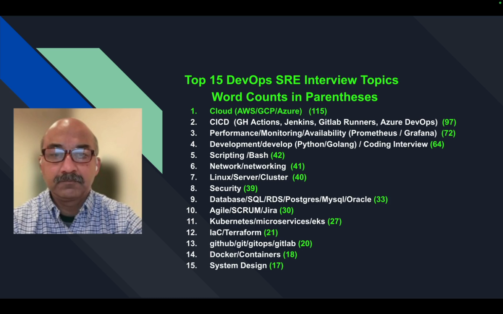There's Kubernetes at number 11 and Terraform at number 12. I believe the data here is not representative of the real world. In real world, you would get a lot more questions on Kubernetes and Terraform.